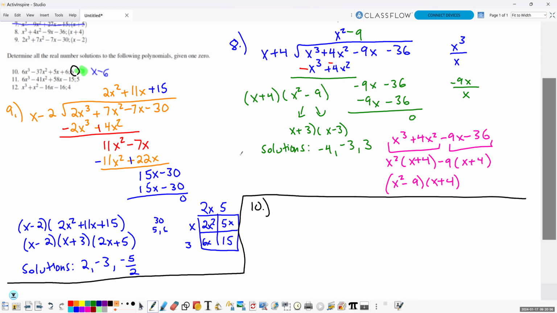So I know that one of my solutions, not that I couldn't tell that from the factors before, is 6, and that tells me that x minus 6 is a factor. Now I'm looking at number 10. Number 10 does not group, so I'm going to need to divide out x minus 6.